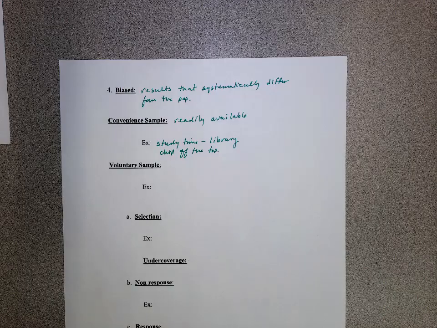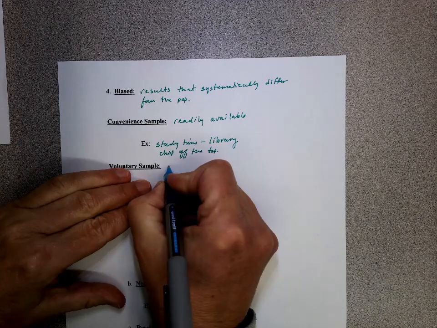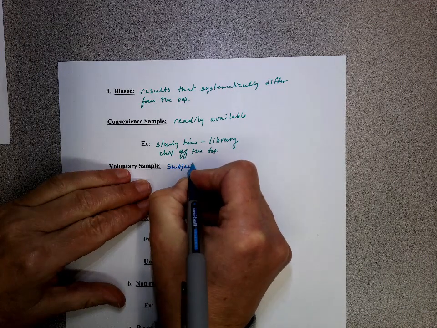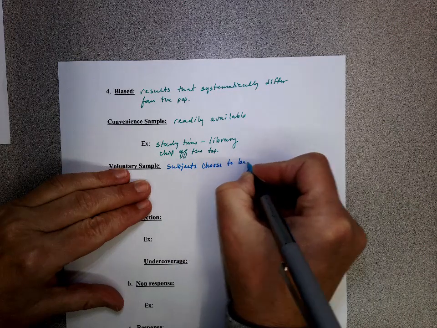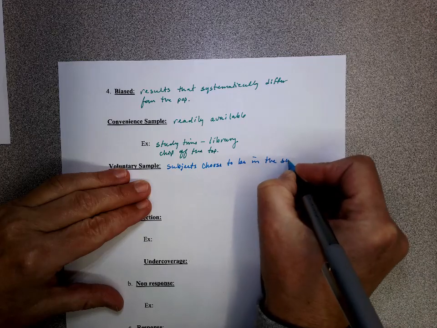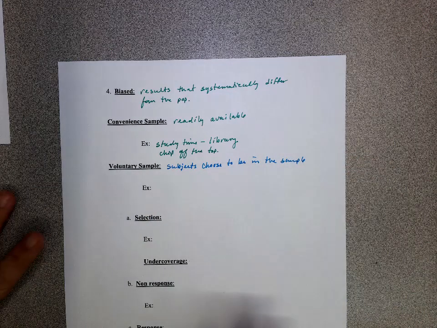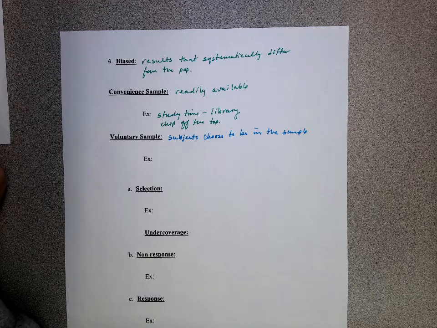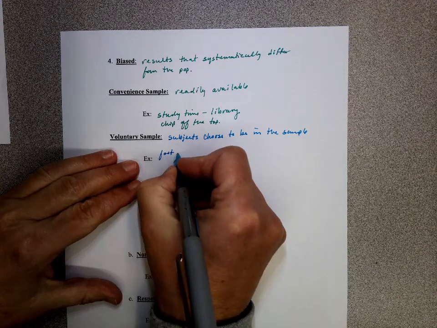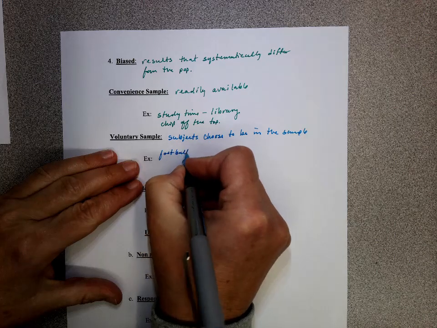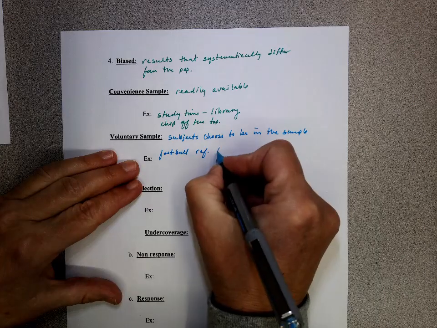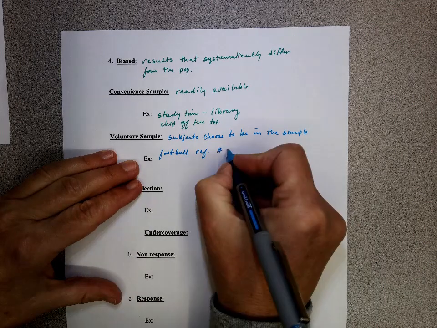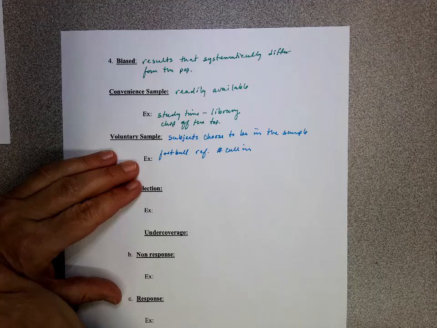Voluntary, well, that's just exactly what it says. Subjects, because we're talking about people, they choose to be in the sample. Now this is going to be bias. So for example, back in the day, several years ago, during a pro football game, NFL, the referee made a call. They would have a call-in number. They would have a 1-800 number that you could call in and tell them what your opinion is.